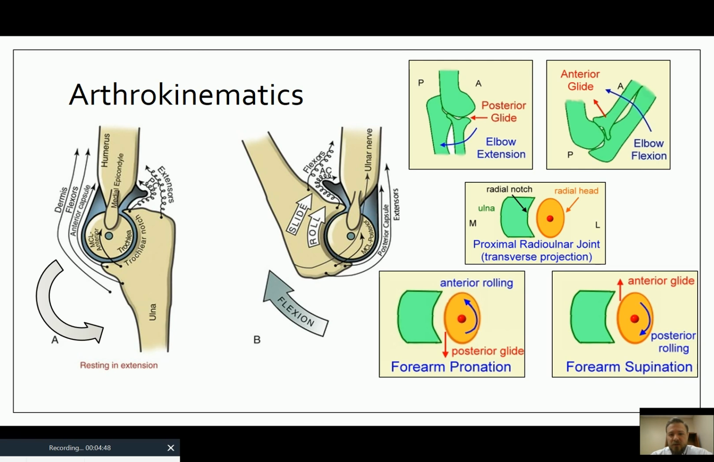If we get into the middle picture there on the right, you'll see that they're looking at the radial head as it sits in the radial notch. You have an M and an L, that means medial and lateral. So then we go down to our bottom 2 pictures. As the forearm pronates, you get an anterior roll and a posterior glide. That's for pronation. And then as the forearm supinates, you get an anterior glide and a posterior roll.